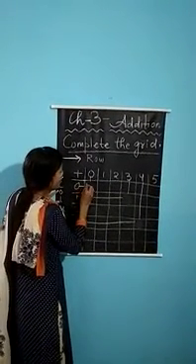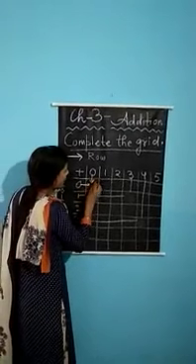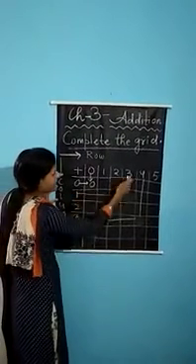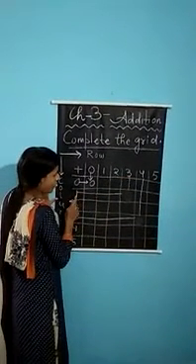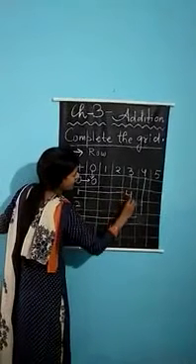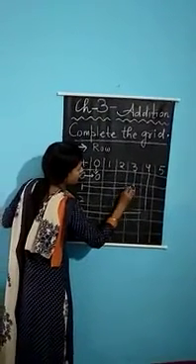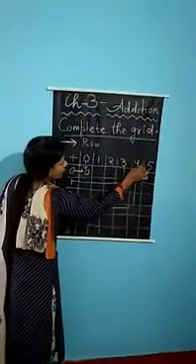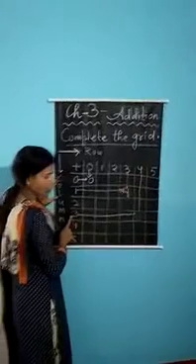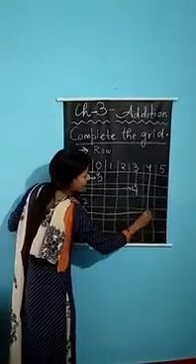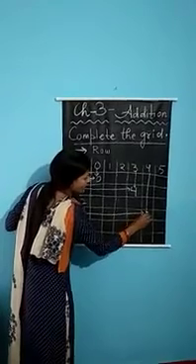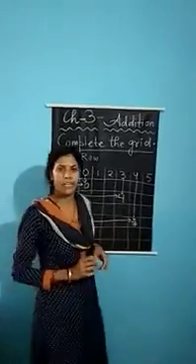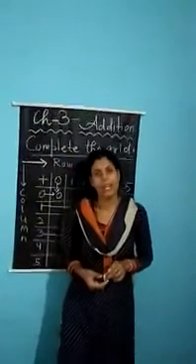See children, 0 plus 0, you will get 0. Similarly, if we add this 3 with this 1, what will we get? We will get 4 here. Similarly, if we add 4 of this row to 3 of this column, what will we get? 4 plus 3 is 7. So children, now you have understood how to add numbers.